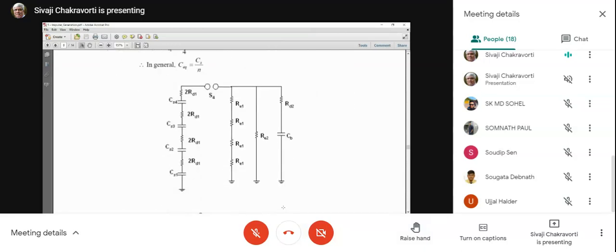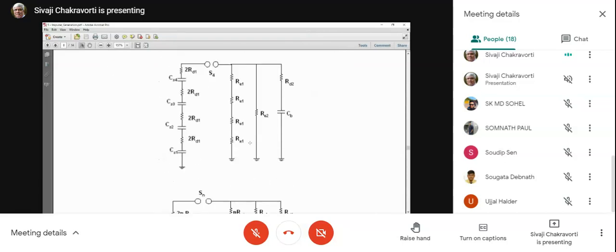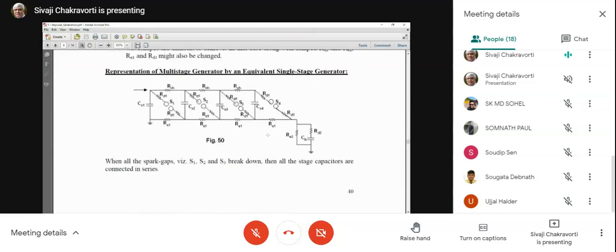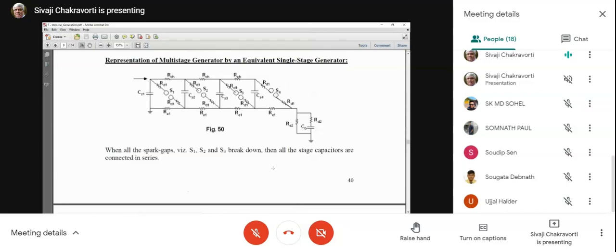So here you can see CS1, 2RD1. This is stage 1. Stage 1 means here, the leftmost block. Then CS2, 2RD1, stage 2. Then CS3, 2RD1, stage 3, and CS4, 2RD1, stage 4.